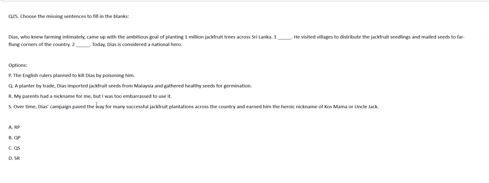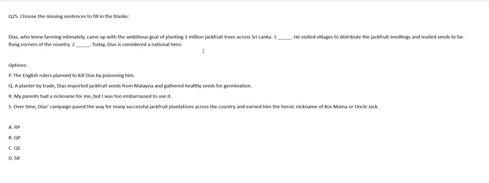First of all, you have to clearly identify the clues. You have to understand the sentences. They will give clues to the next question or the previous sentences. You have to understand. See, Dias, who knew farming intimately, came up with the ambitious goal of planting 1 million jackfruits across Sri Lanka. Okay, a person named Dias, who knew farming very well, came up with a goal. Okay, he wants to plant 1 million jackfruit trees across the country, Sri Lanka. Okay, that is the first sentence.